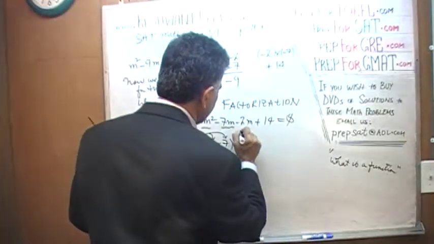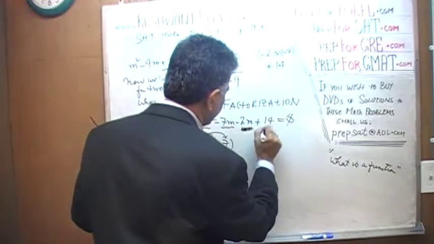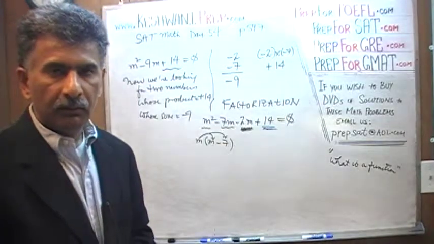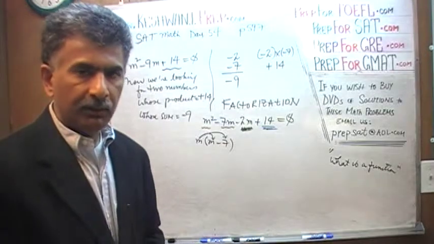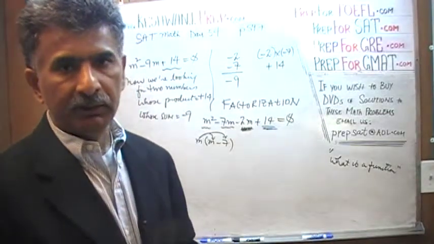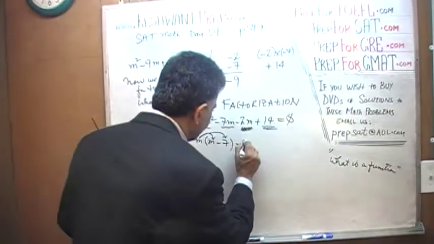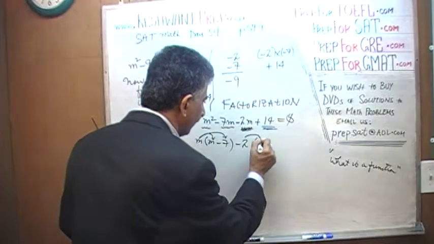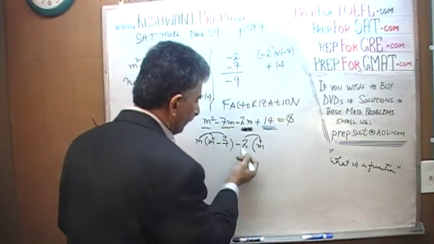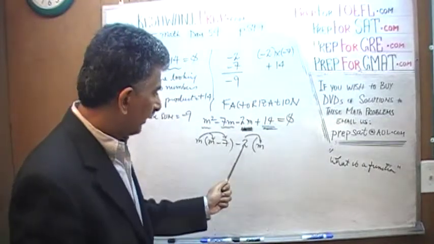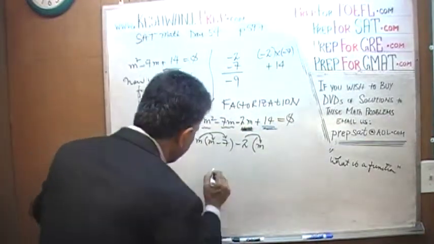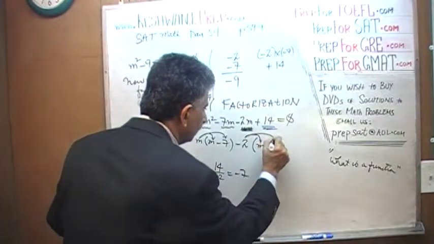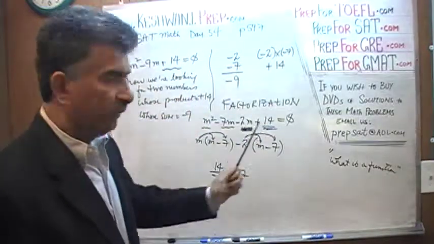Now we look at these two here. Do we find anything common in them? A negative 2 and a positive 14? What's the factor that we find common between negative 2 and a positive 14? The common factor is negative 2. If we take out negative 2, here we are left with m, because negative 2 times m is going to give us back our negative 2m. And if we take out negative 2, 14 divided by negative 2 equals negative 7. So that goes here, because negative 2 times negative 7 is going to give us back our positive 14.